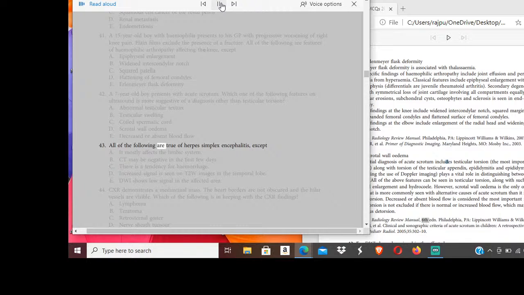43. All of the following are true of herpes simplex encephalitis, except: A. It mostly affects the limbic system. B. CT may be negative in the first few days. C. There is a tendency for hemorrhage. D. Increased signal is seen on T2W images in the temporal lobe. E. DWI shows low signal in the affected area.